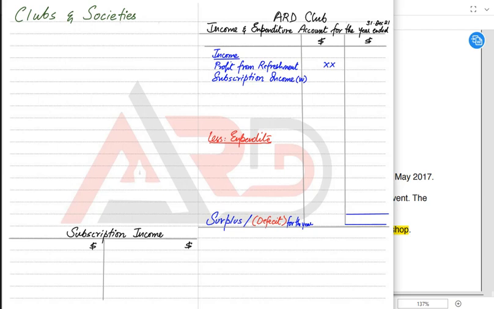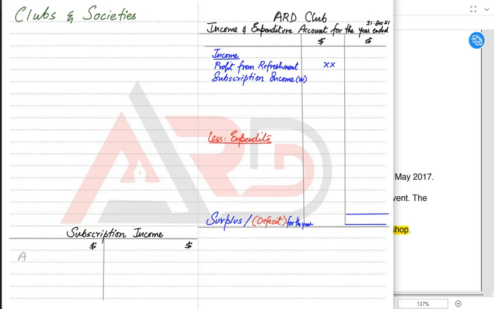So we are going to charge some fees, although it would be a nominal fee, it won't be some extravagant money, but we still need to charge some fees from the members in order to run the show. So the fees we are going to charge from our members would be called a subscription. Now, as you may be aware, subscription is an income for the club.